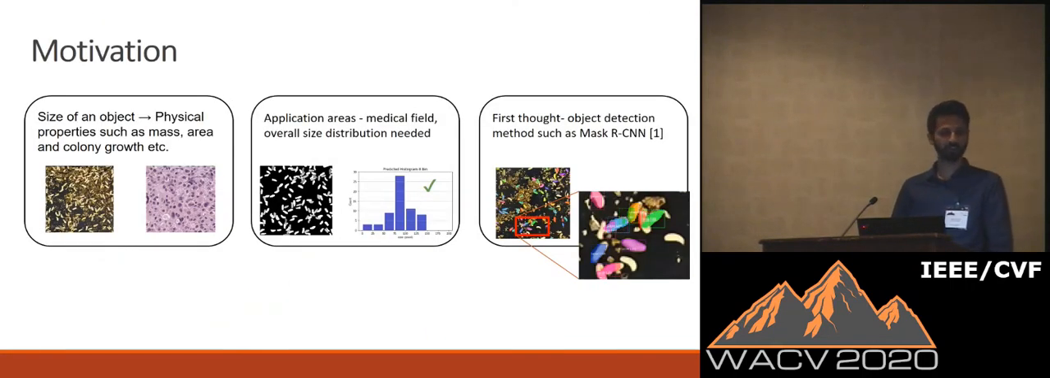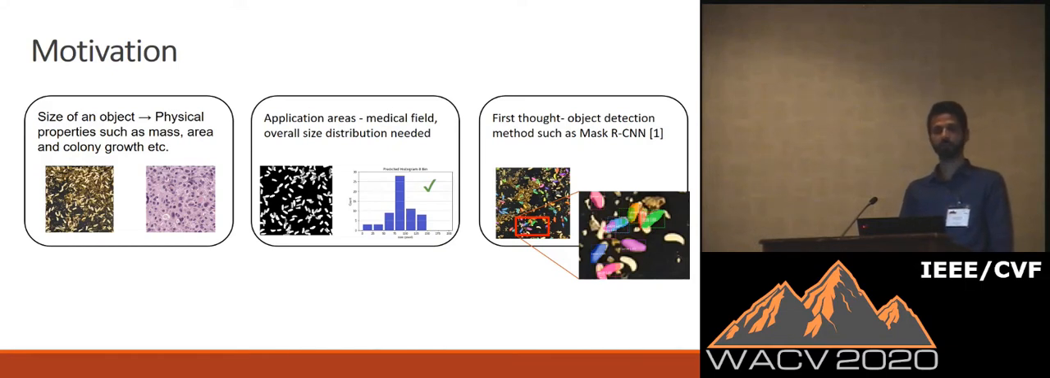Size of an object is really useful. It can be associated with physical properties such as mass and area of the object. It has application in the medical and biology fields, where in crowded scenarios, the interest lies in predicting size distribution rather than finding the size of each and every object.